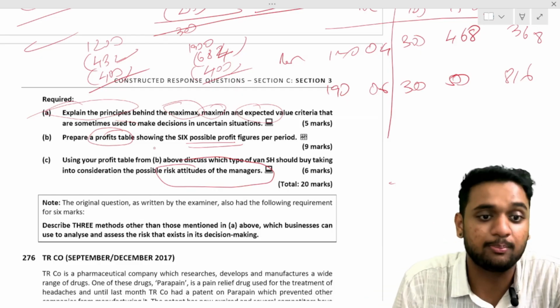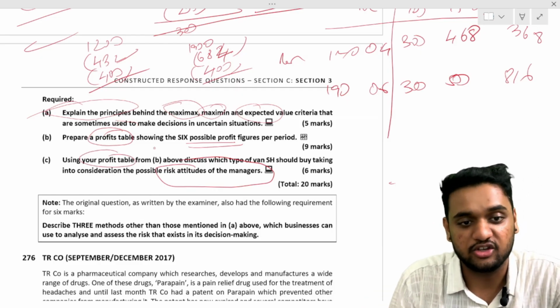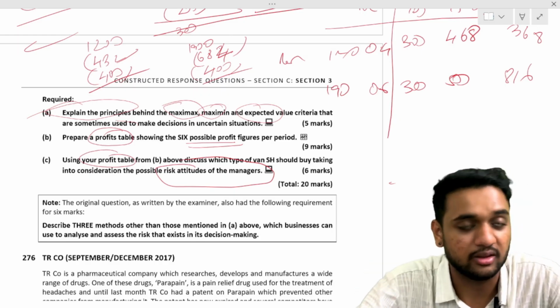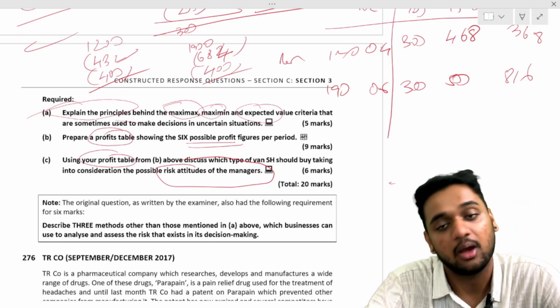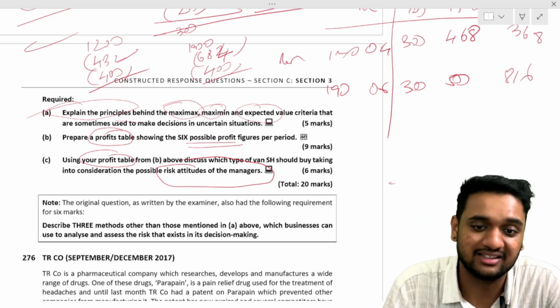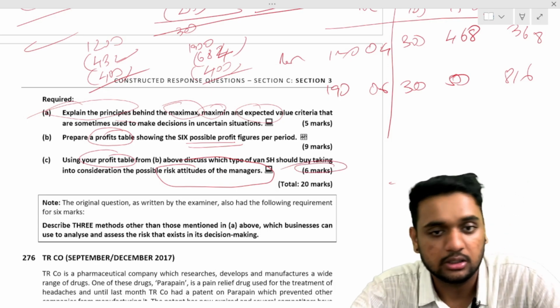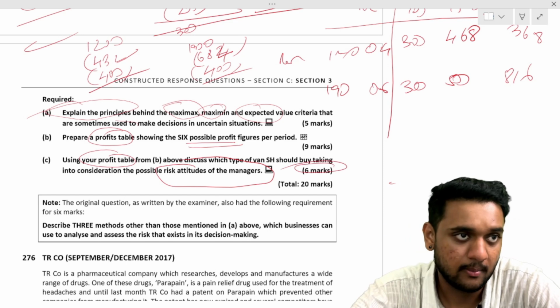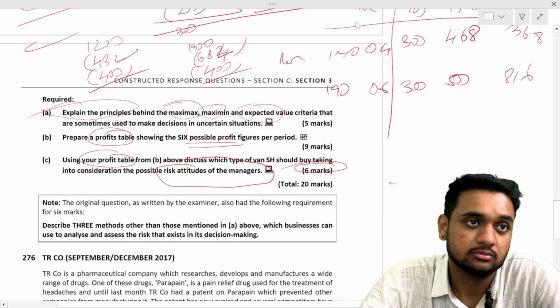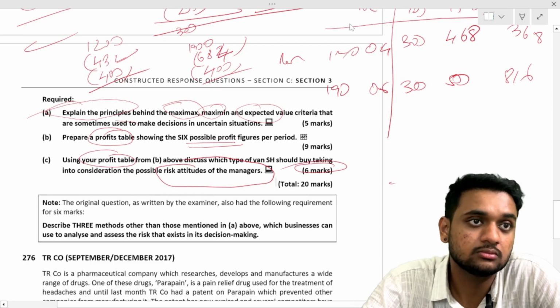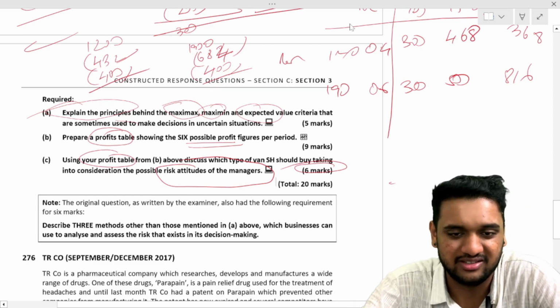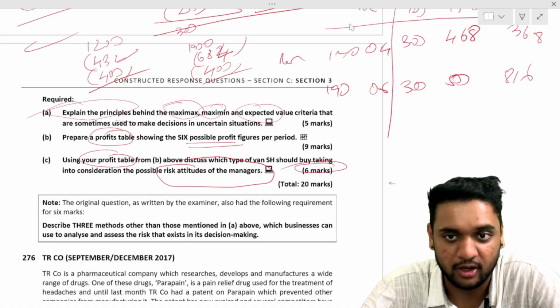They are asking, using the profit table, which should be taken into consideration. Write out about the 3 methods, how much you get from each of the 3 methods and what you choose. Because they are asking this for 6 marks. If you do this, you will get the marks. Understood, all of you? All 3 are very easy. Maximax, maximin, expected value, write for all 3.